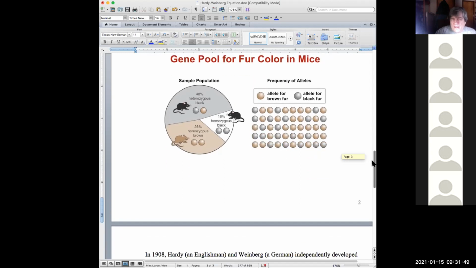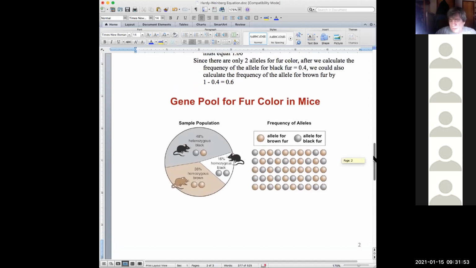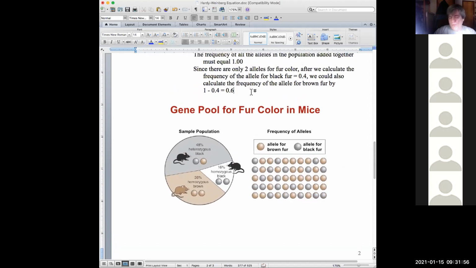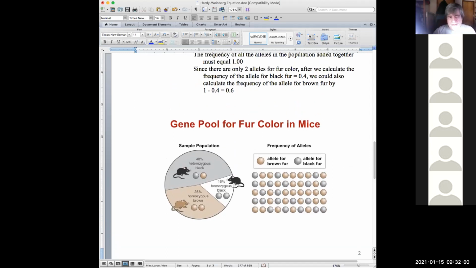So let's look at an alternative way to do this. And keep in mind that a lot of this we're going to be looking at in more detail. So this is really just an introduction, so don't panic. And hopefully you feel that math is your friend, because we're definitely going to have to use a lot of math to solve Hardy-Weinberg problems.